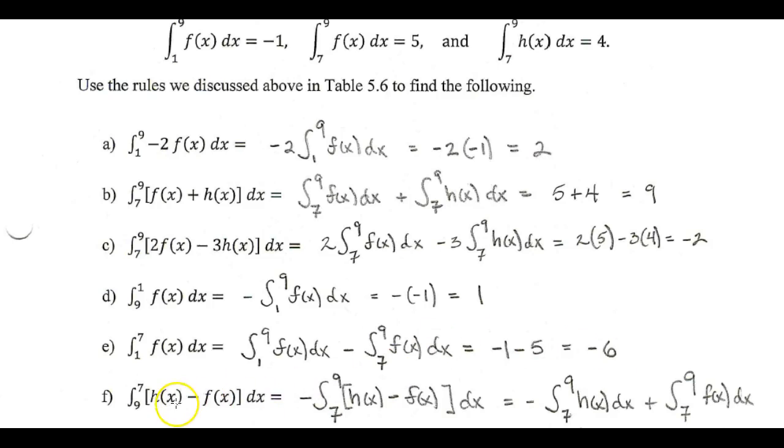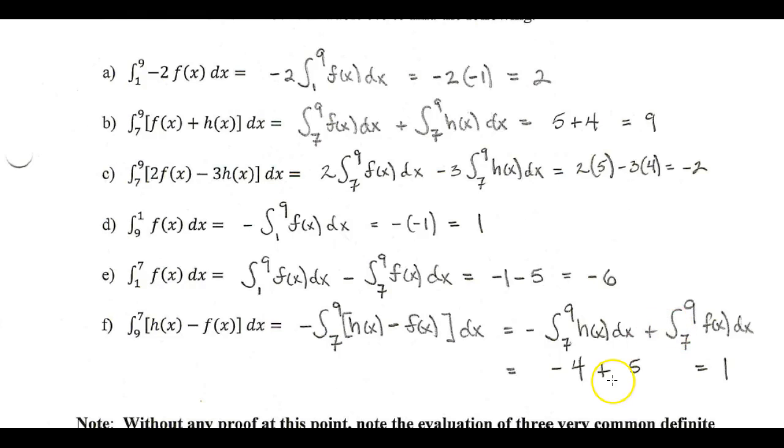Okay, now I want the integral from 9 to 7 of h of x minus f of x. I don't have the integral from 9 to 7 anywhere, but I have 7 to 9. So I take the opposite of it first: minus the integral from 7 to 9 of h of x minus f of x dx. Now I can break this up into two integrals, so minus the integral from 7 to 9 of h of x dx, then minus a minus, or plus, the integral from 7 to 9 of f of x dx. So that becomes minus 4 plus 5 equals 1.